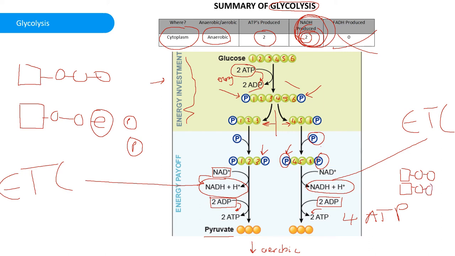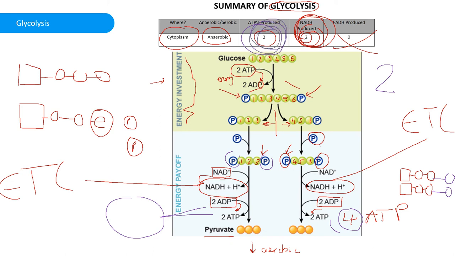So you've got, this is your spare one. They're just getting attached on this side, and the same thing happens on this side here. 2 ADP molecules get 2 of the phosphates on this side, and that's where your 4 ATP molecules come from. So we've spent 2 up here in our investment phase. We've gained 4, which means we have a net total of 2.